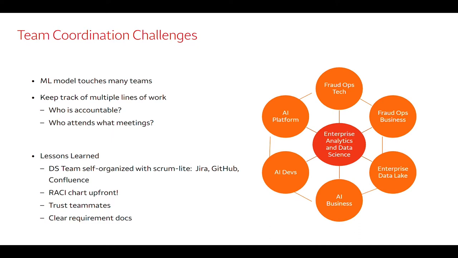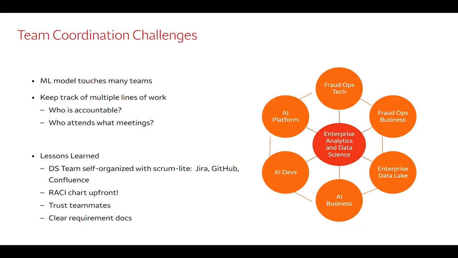For those that don't know, it stands for any particular activity, who's responsible, who's accountable, who needs to be consulted, and who needs to be informed. So if you set that up front, it makes it really easy to track the activities of a project, and then just make sure that who's at meetings needs to be at meetings, and who you tell about things is the person that needs to be told about.